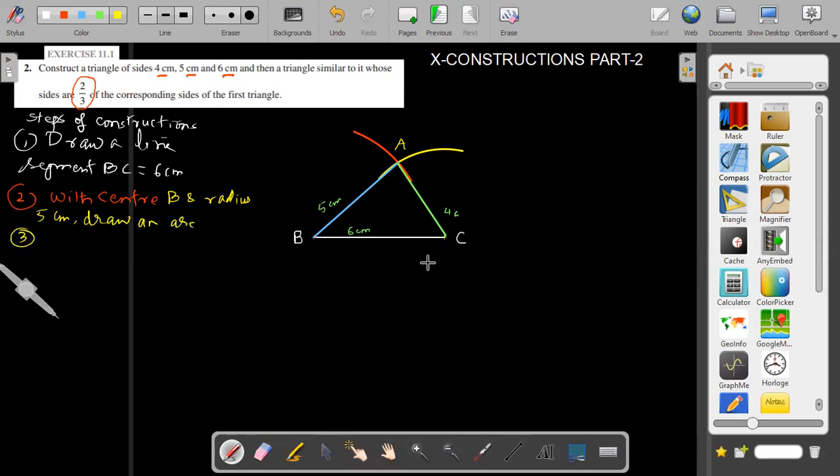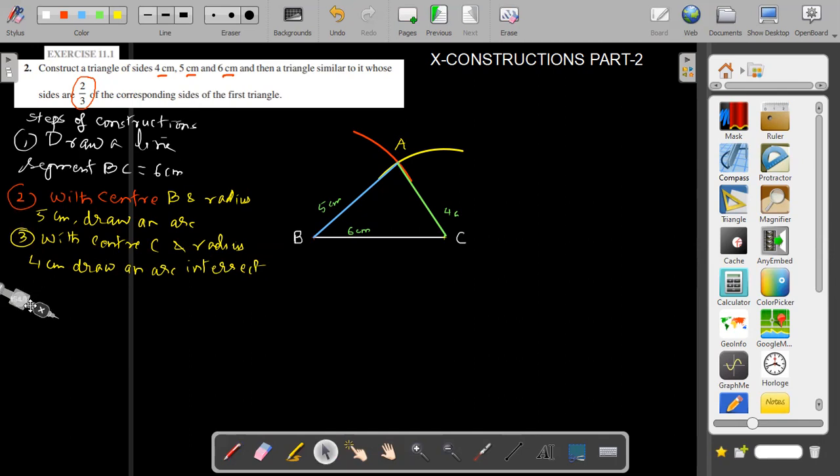Then third, again we have taken center C. So with center C and radius 4 centimeters, draw an arc intersecting the previous arc at A. Join AB and AC.